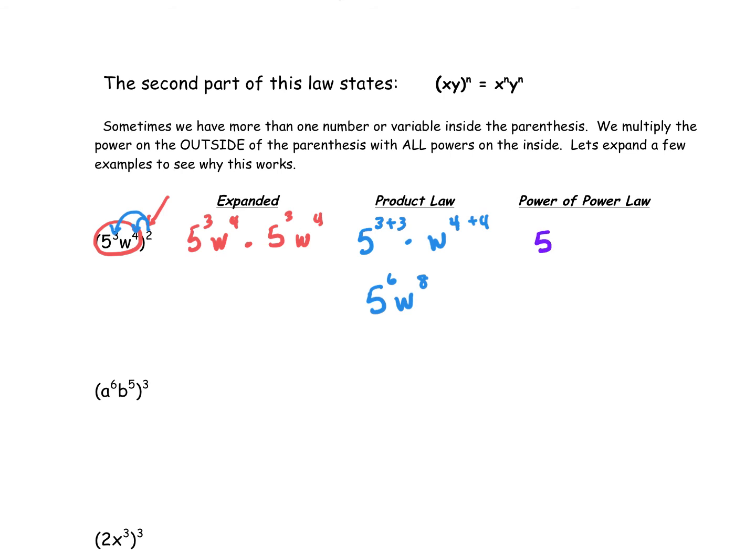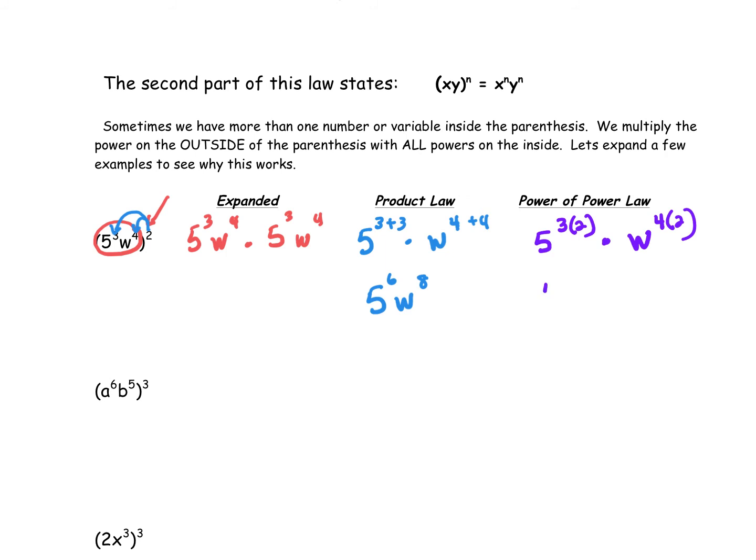We're going to start with a base of 5, and I'm going to take the inside power, which is 3, and multiply it by the outside power. Then I'm going to use the next base of w, and the power above w on the inside is 4, so the inside power is 4 and the outside power is 2.